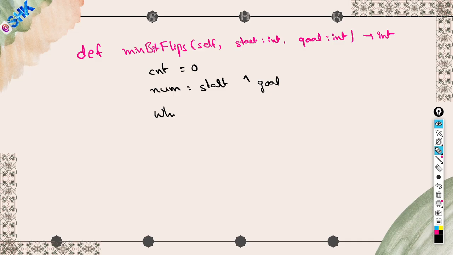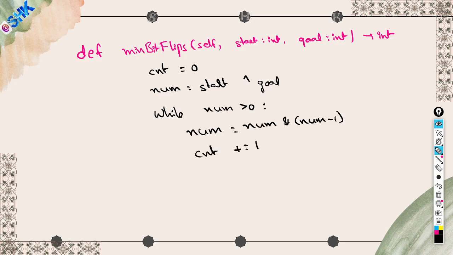We will check a condition where num is greater than 0. Then we will assign num equal to num AND num minus 1. For each and every step, the count will be incremented by 1, so cnt plus equal to 1. Once the loop is iterated, then we are going to return the count.